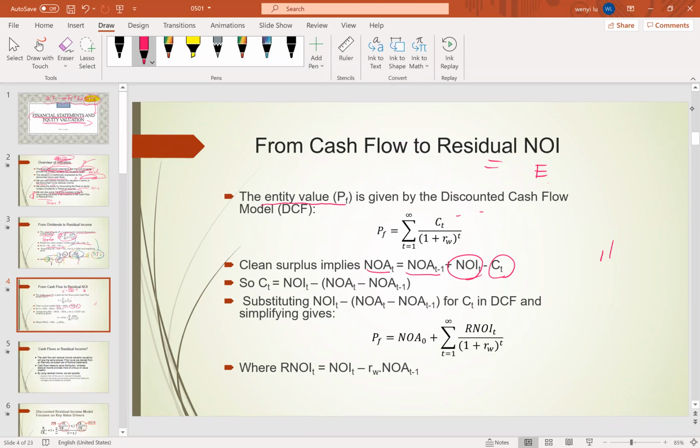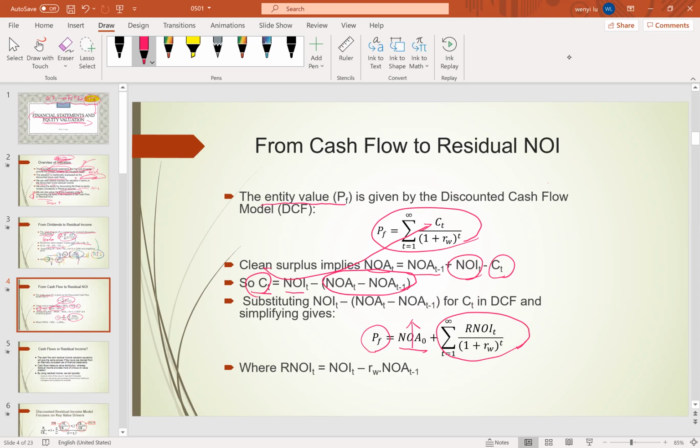So based on these equations, we can also solve the free cash flow. Free cash flow will be equal to net operating income minus the change of net operating assets. If you get this equation, you can substitute our free cash flow in our discounted cash flow model. So you get our value of the entity equal to the net operating assets in the current year, plus the discounted value of the future residual net operating income.